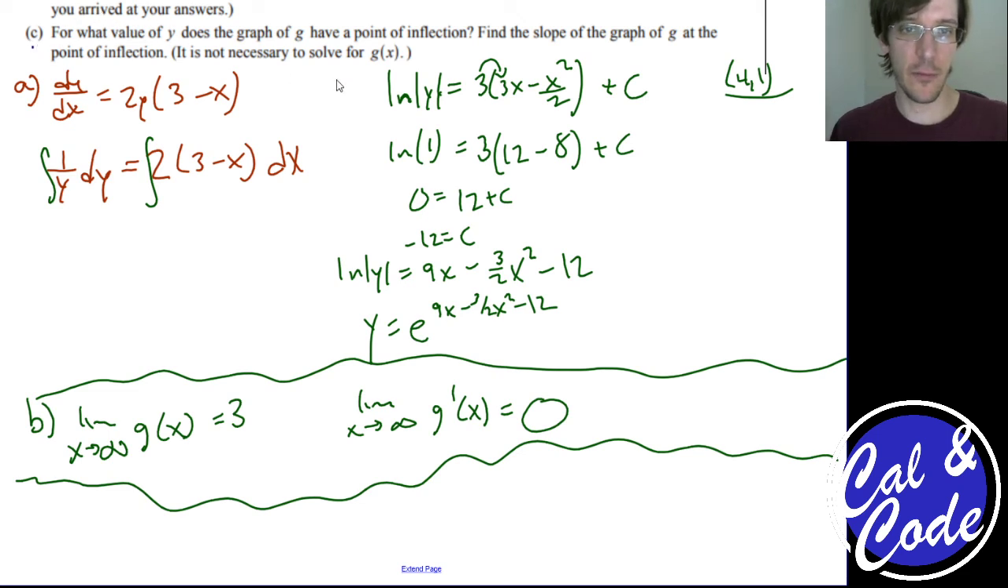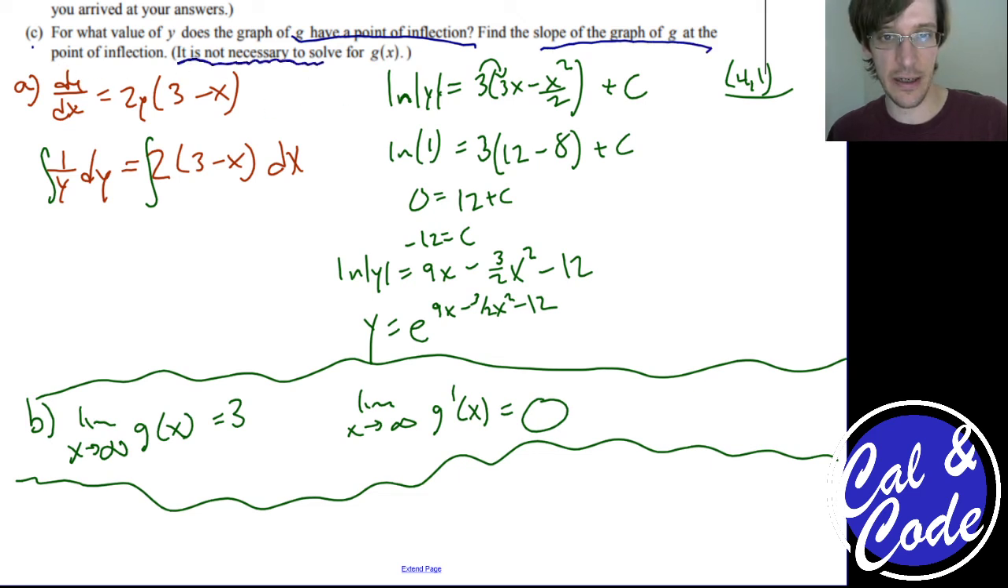For what value of y does the graph of g have a point of inflection? Ooh, very good question. Find the slope of the graph g at that point of inflection. Look at this very important part. It's not necessary to solve for g of x. They're like, don't actually solve the function unless you have to.